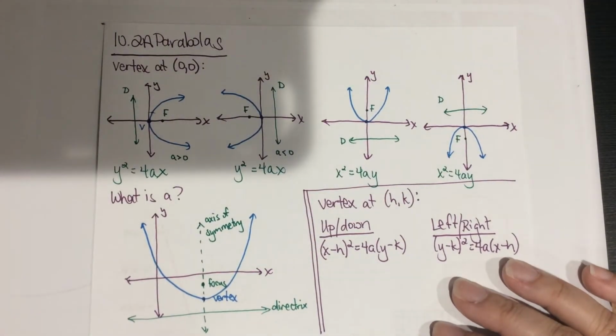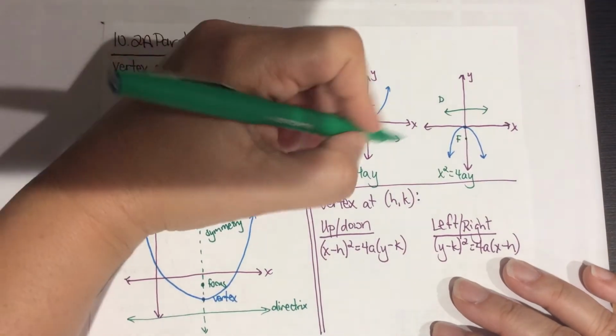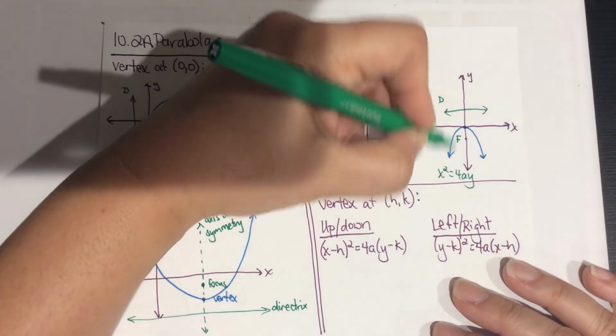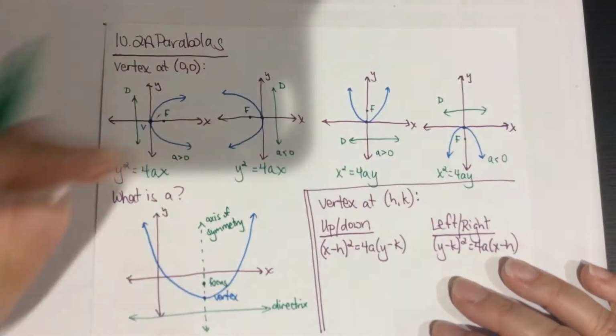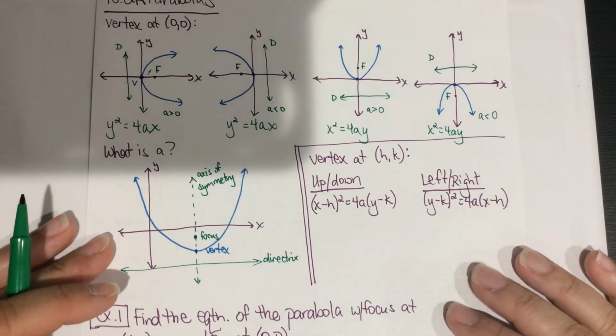Okay, and then the same thing is going to be true. Opening up means A is positive. Opening down means A is negative. Oops, sorry, you can't see that. Okay?